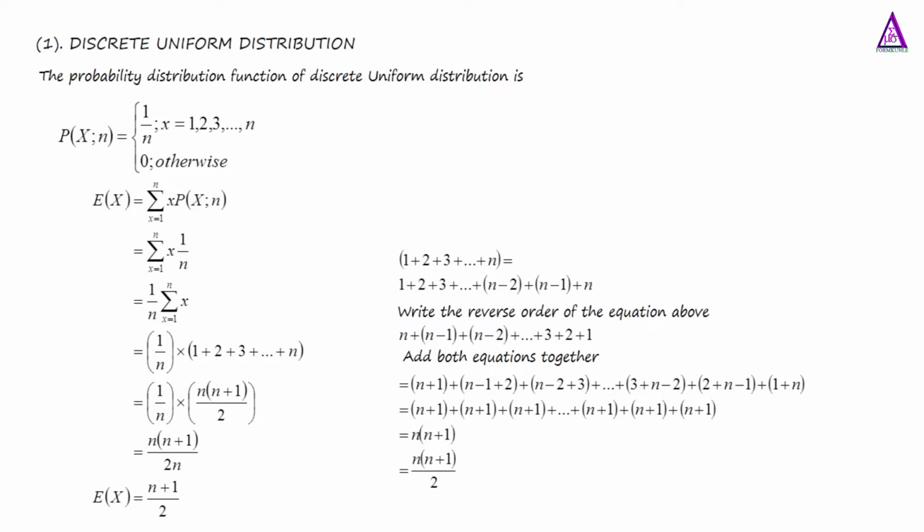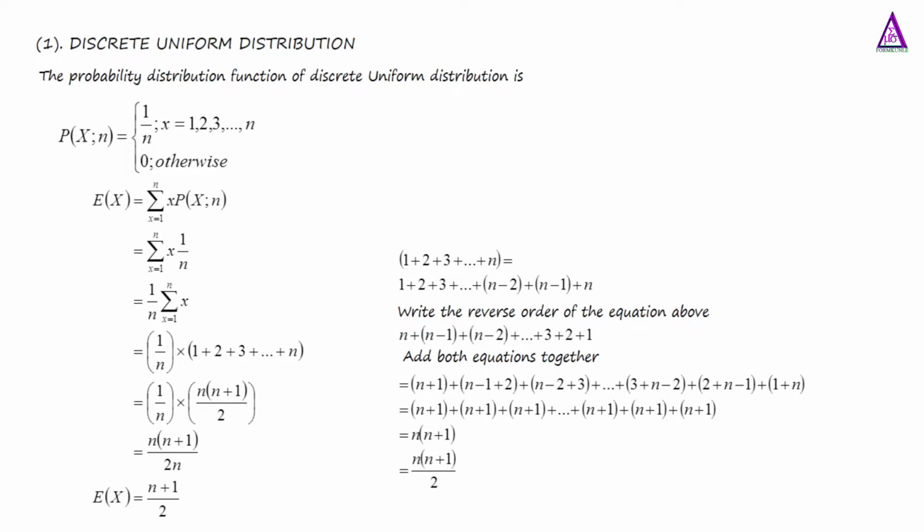In this equation, we factorize 1 over n out of the equation, and we have the summation of x ranges from 1 to n of x. So we expand the summation of x ranges from 1 to n as 1 plus 2 plus 3 plus ... plus n. And this 1 plus 2 plus 3 plus ... plus n can be expanded as this.